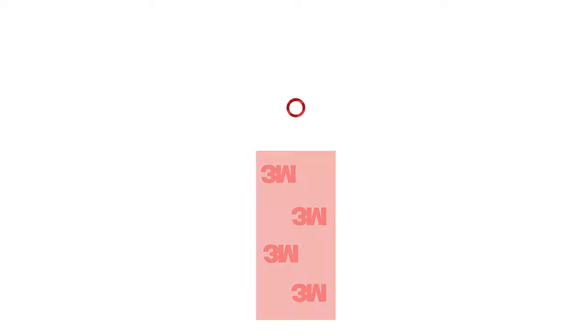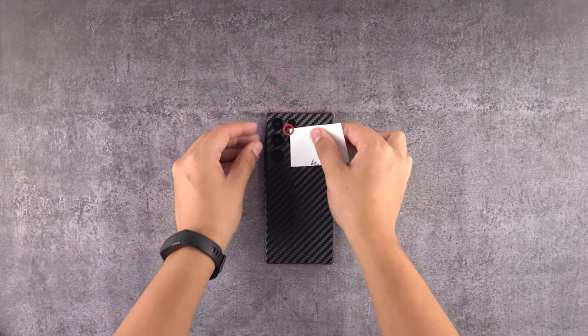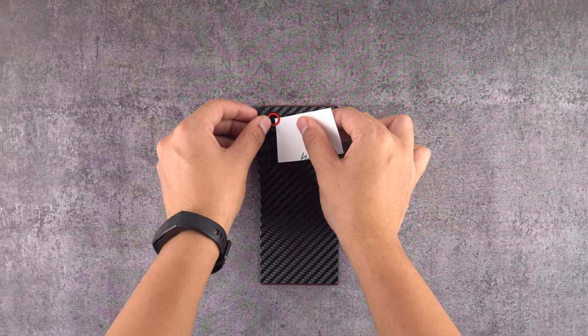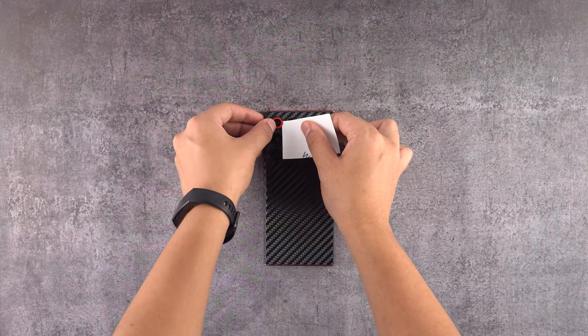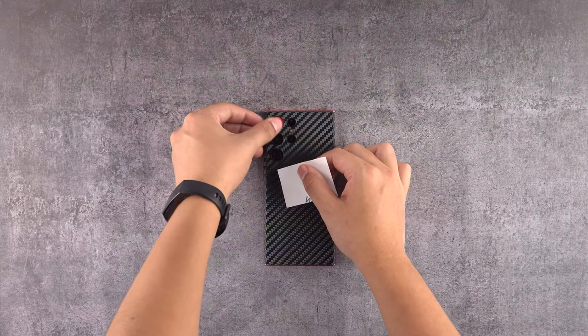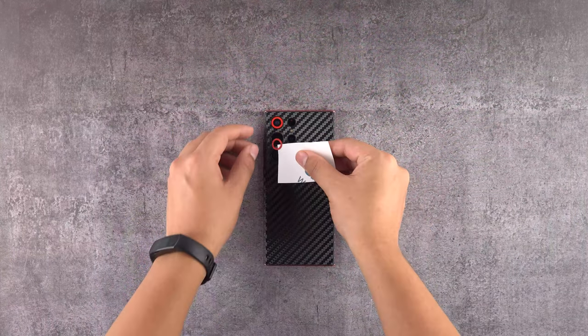Now, let's apply the camera lens skins. Remove the lens skin from the release paper and align it at the back of the release paper as shown. Once done, align it with the camera lens like this. Slowly tap the skin once applied correctly. Do make sure that the skins are not interfering with the camera functions. Do the same for all other lenses.